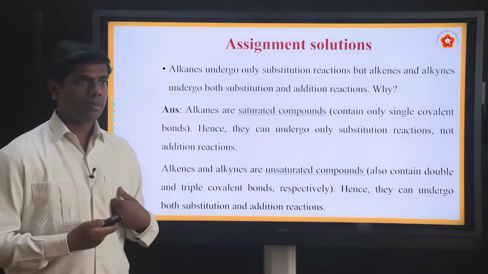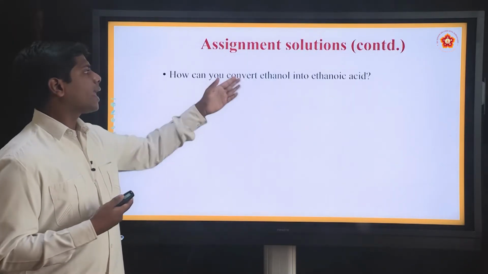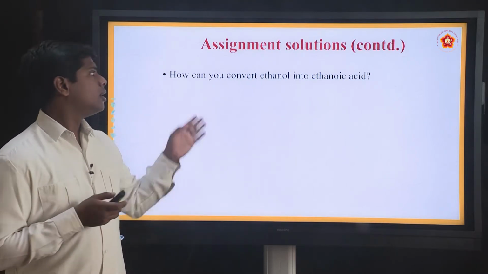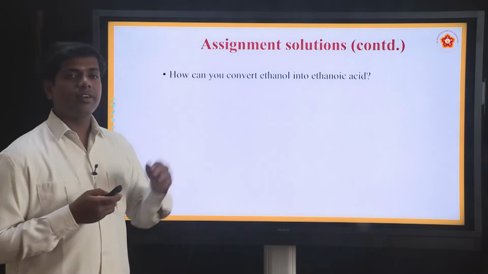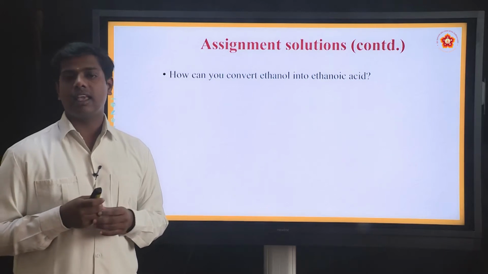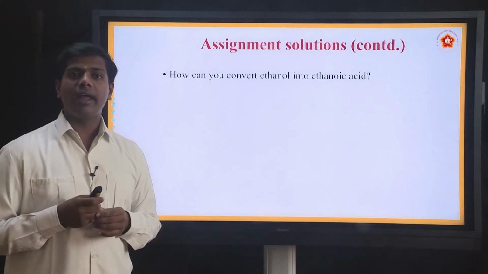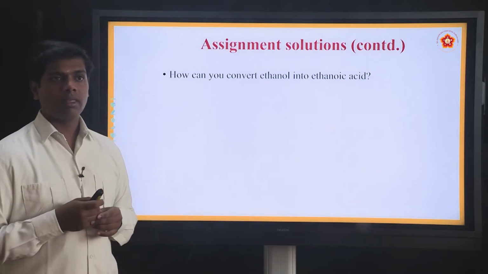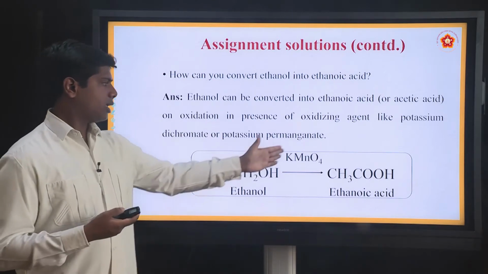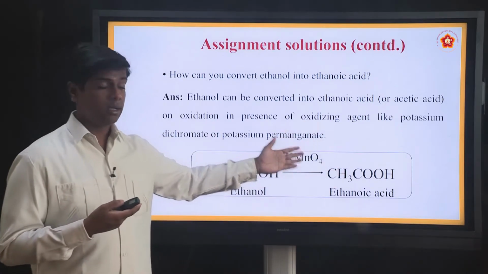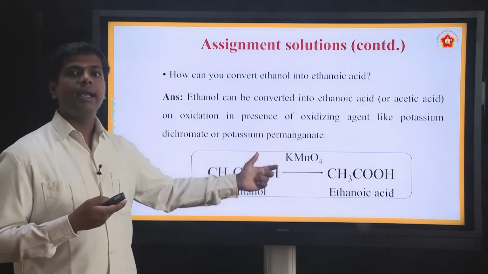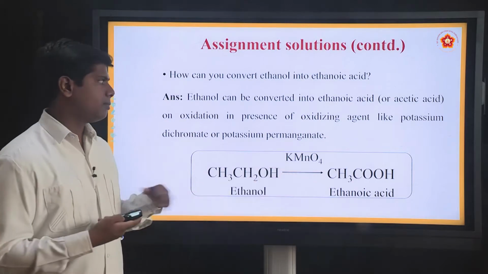This is the answer. Next, how do you convert ethanol into ethanoic acid? We have discussed that it is an oxidation reaction. Ethanol is converted into ethanoic acid by oxidation using a catalyst, alkaline KMnO4 or acidified K2Cr2O7, that is potassium dichromate. This is the reaction.